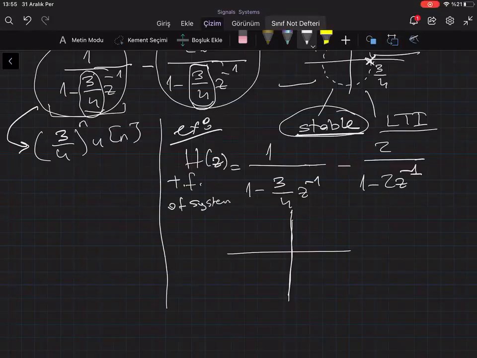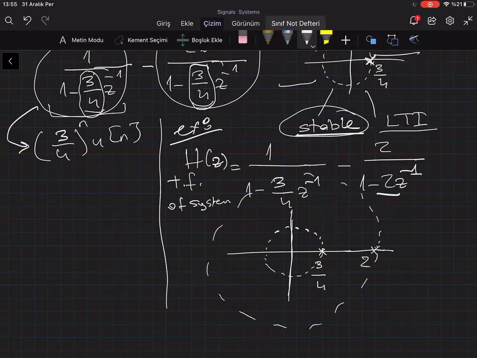What are the poles of this system? Three over four, and 2. I'm going to put 2 here. Then I plot a circle with a radius of 3 over 4 and another circle with a radius of 2. This is the real part, this is the imaginary part.